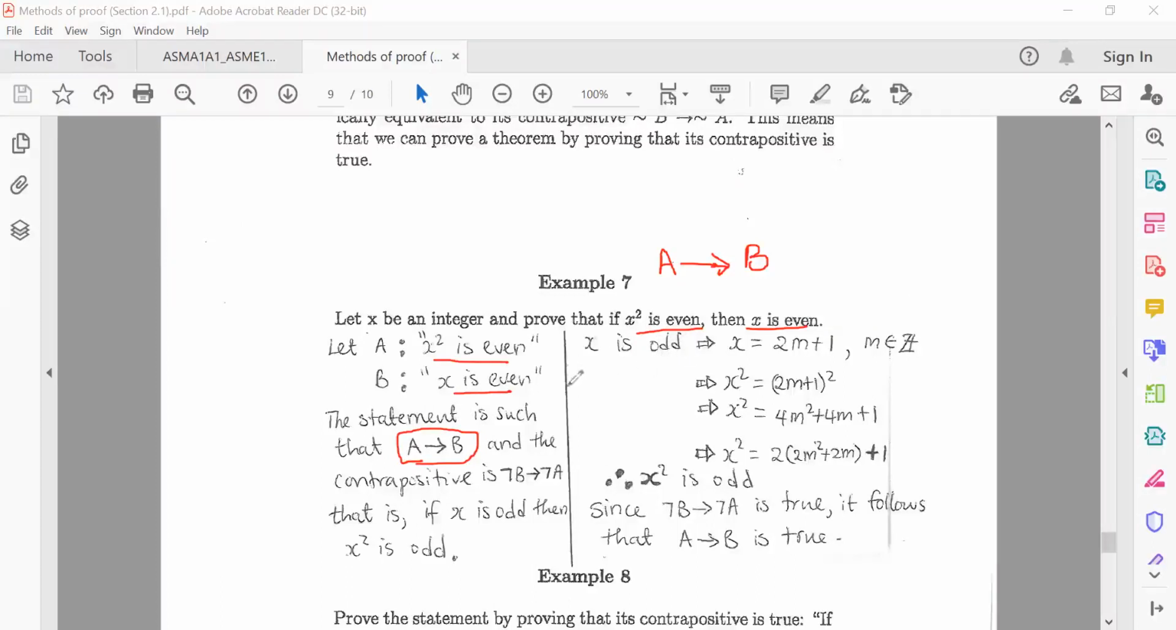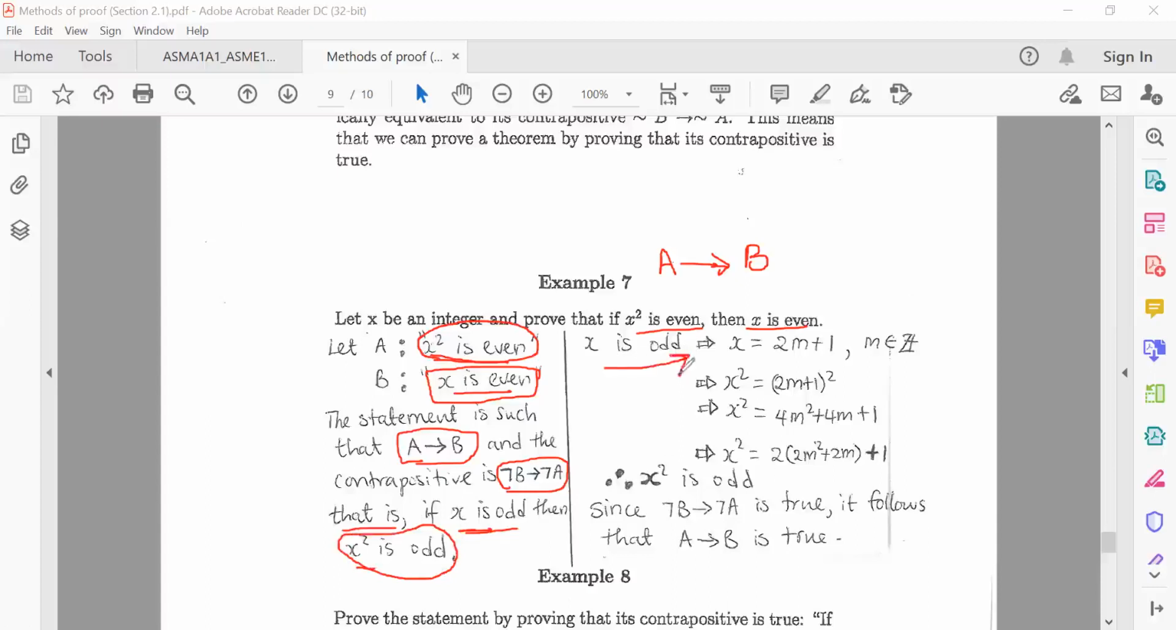That is an implication. What is the contrapositive? The contrapositive is not B implies not A. If you say not B, remember it means you need to negate this statement. The negation of x is even is what? x is odd, right? And the negation of x is odd is x is even. So B stands for the statement x is even. Not B means x is odd. Then we also need to negate A, which says that x squared is even. So the negation will be x squared is odd. I hope everyone is happy.